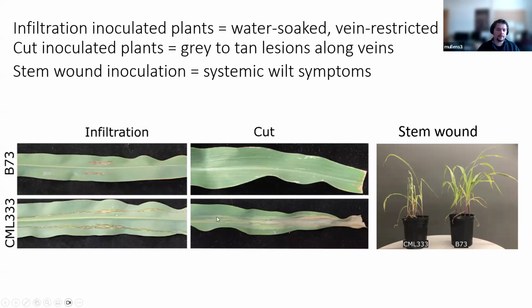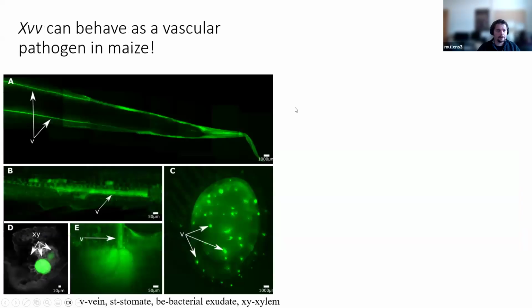and expanded continuously. When I stem wounded them and injected the inoculum into the stem, the CML333 plants exhibited systemic wilt symptoms, where B73 did not. So I created a GFP expressing strain of the pathogen to try to confirm our suspicion that it was behaving like a vascular pathogen. And sure enough, it was.